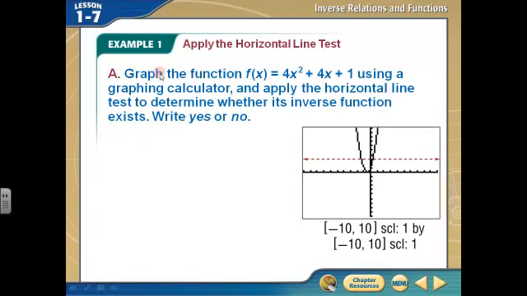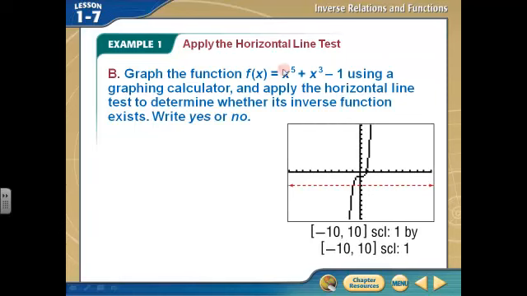So let's see it applied. We would use a graphing calculator to graph this function. Then we're going to apply the horizontal line test. So I graph this function. Here it is right here. And then I'm going to use a horizontal line, this red dashed line here. And what we see is that the function crosses the horizontal line in 2 spots. With it crossing in 2 spots, we can tell that the inverse is not a function. It may have an inverse, but the inverse is not a function.